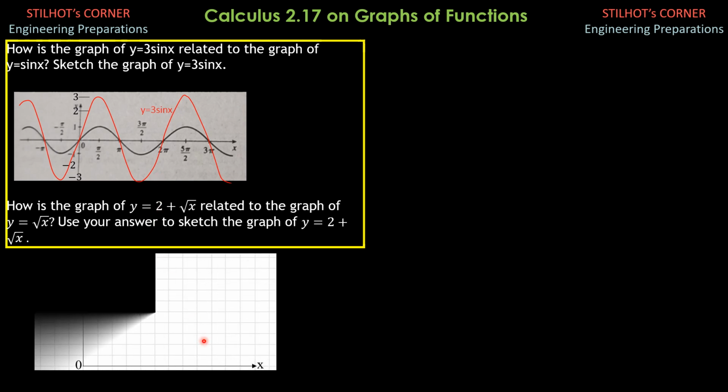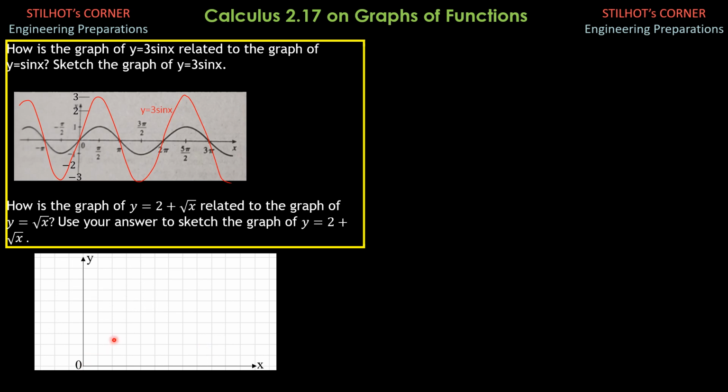So if we have the original graph of y equals square root of x, which begins at 0, open to the right, then all you have to do is shift this vertically up so that the vertex is now at 0, 2, and we have the same length of curve, same shape of curve. So that's y equals square root of x, and this is y equals 2 plus square root of x, that red graph there.